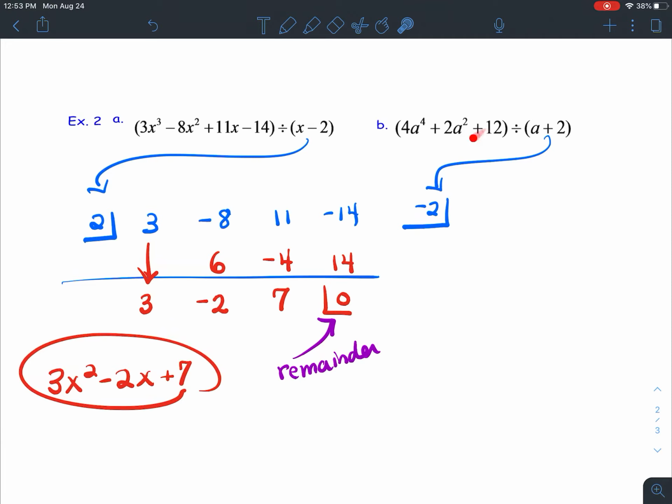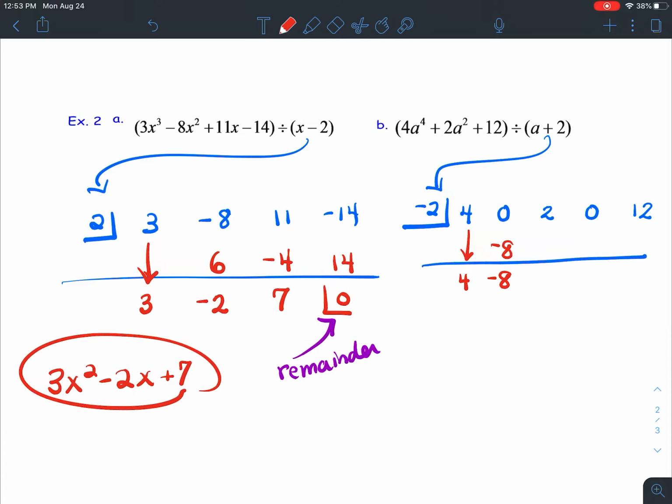Okay, I'm going to flip the sign on that +2, make it a -2. Ooh, looks like we've got some placeholders here we're going to need to insert. It's skipping x cubed and it's skipping x. So I'm going to need to put 4, 0, 2, 0, 12. Okay. All right, we drop down the 4.